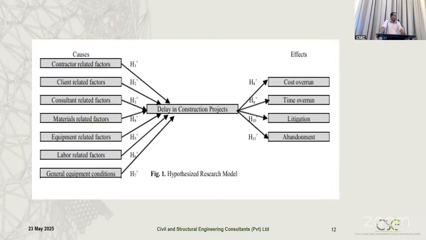I have extracted this figure from one research paper. I'm sorry, I didn't cite it. Anyway, we'll go through that. You can see the causes for the delays. Some are highlighted, like contractor-related factors, client-related factors, consultant-related factors, material-related factors, equipment, labor, general conditions. Those are mainly what we are finding at the site as causes for the delay. And with those causes, we are getting the effects like cost overrun, time overrun, and litigation and abandonment of the project.